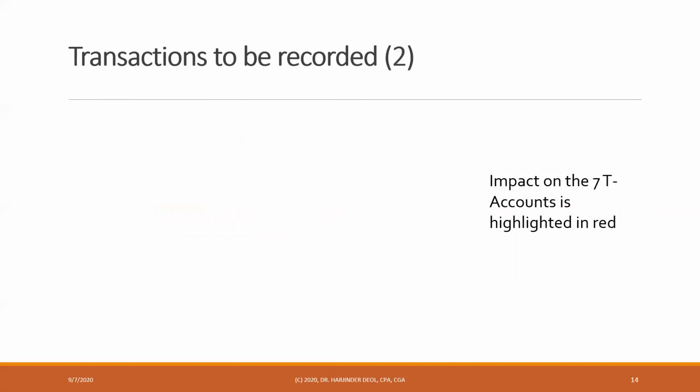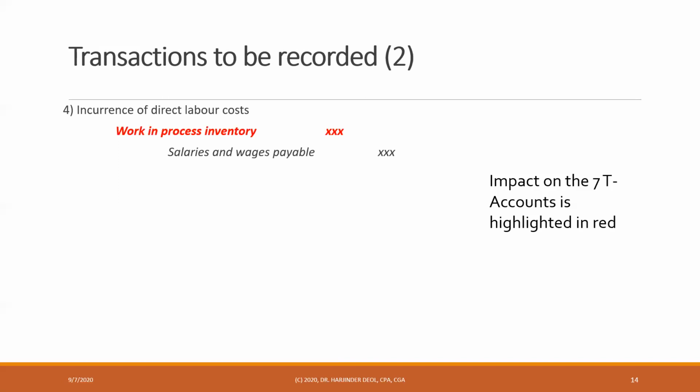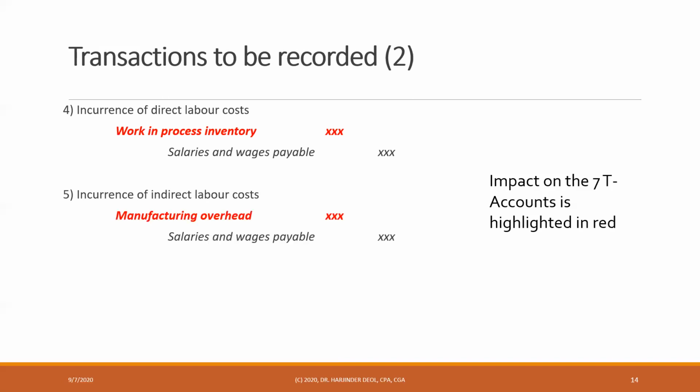Next, we will incur direct labor costs. Direct labor costs are added to work in process, so debit work in process inventory, credit salaries and wages payable. Some of the labor costs may be considered to be indirect labor costs. Indirect labor is part of manufacturing overhead, so debit manufacturing overhead, credit salaries and wages payable.